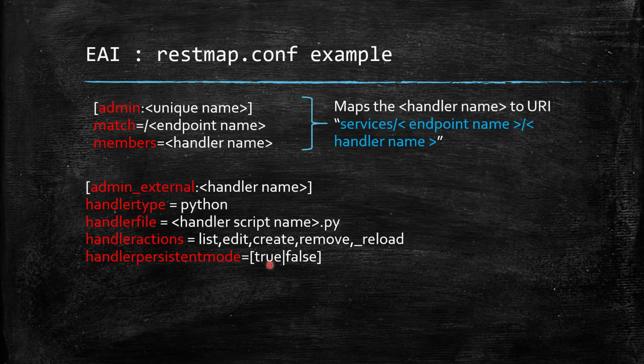True will become the persistent mode. We will soon see the persistent mode details as well. We have seen basically the non-persistent mode, because splunkd will be creating the two processes, right? So that's why it will become the non-persistent mode over there. So these are the details of the endpoint. This is how you will identify this is an EAI based handler.